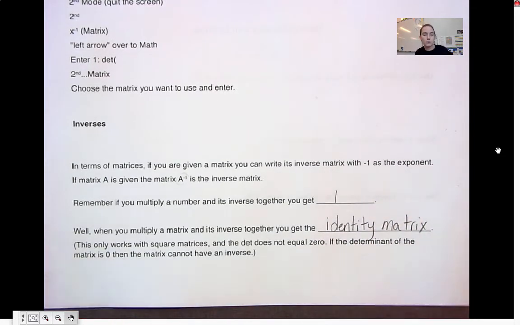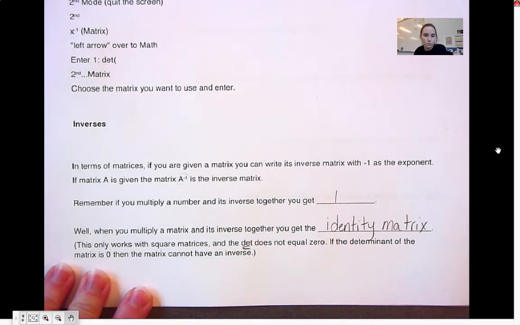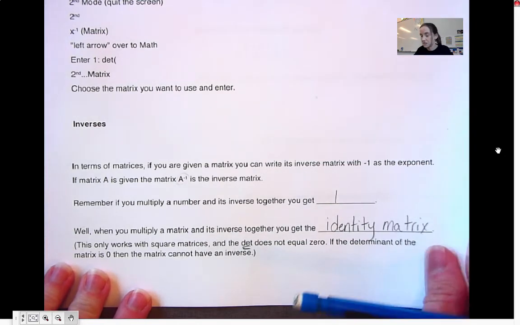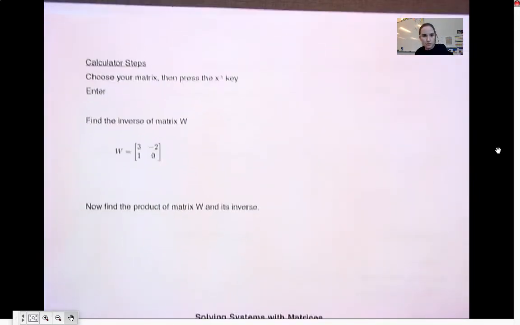And there are only special times when this works. It only works with square matrices and when the determinant does not equal 0. So if the determinant of the matrix equals 0, it cannot have an inverse, or it does not have an inverse. All right, so let's find the inverse of a matrix.